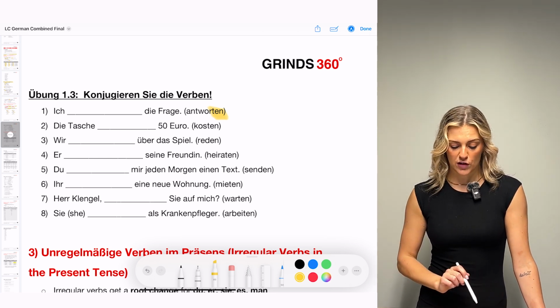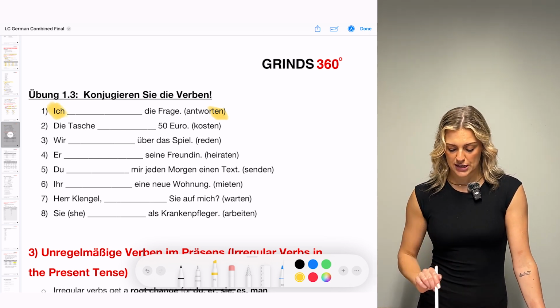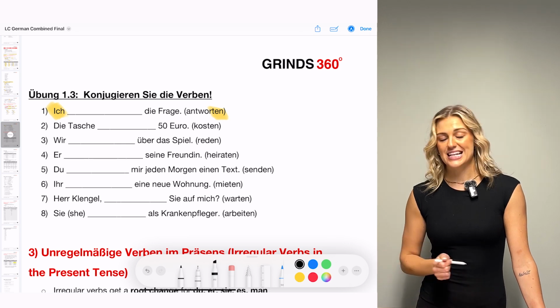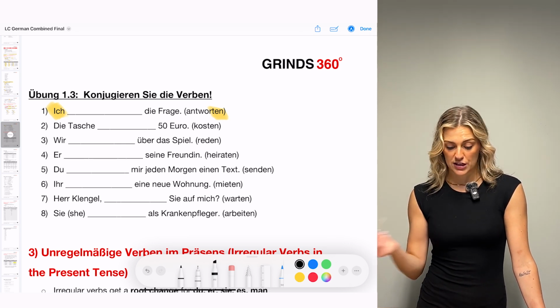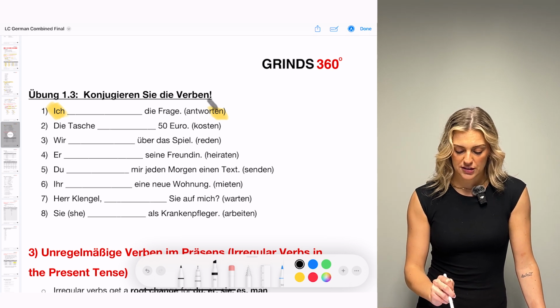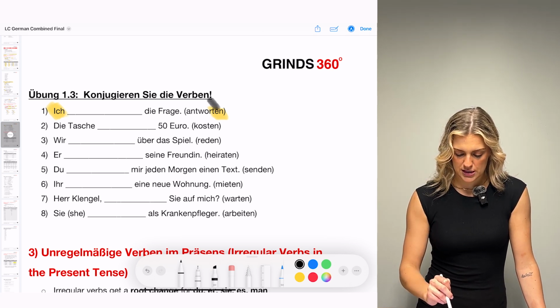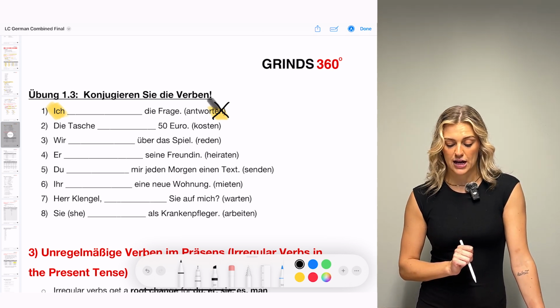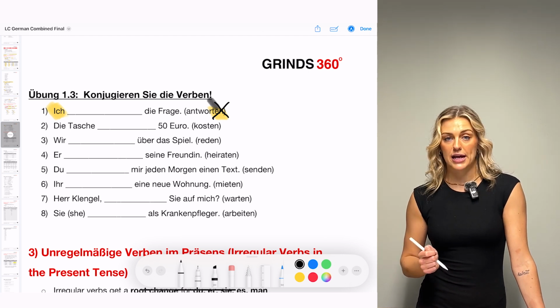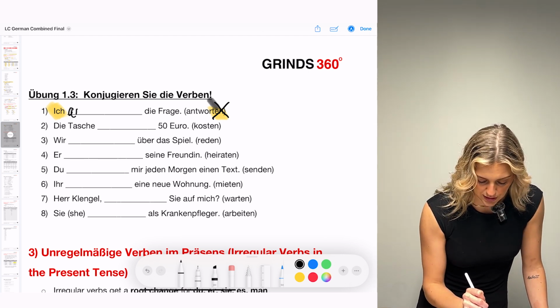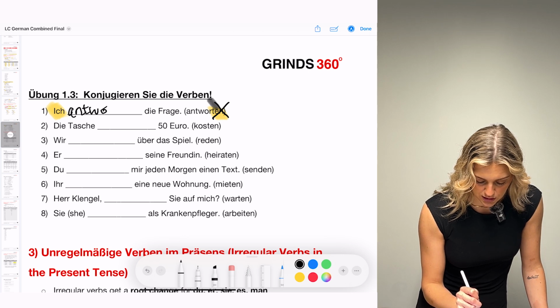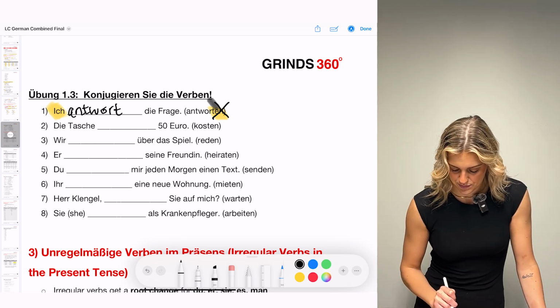So, who's doing my verb? Ich, all right? So, be careful with that. Do I need to add it on for ich? No, it's just for du, sie, es, man, and ihr, all right? So, this one just behaves as normal. I take off my en, it's gone, I'm left with antwort, and then I add on my ending. My ending for ich is e, so I end up with ich antworte.